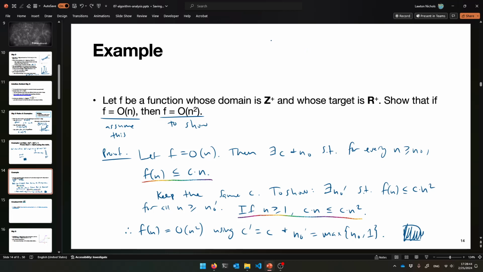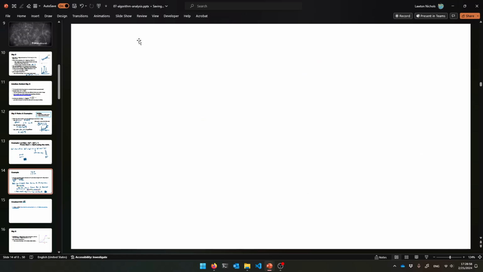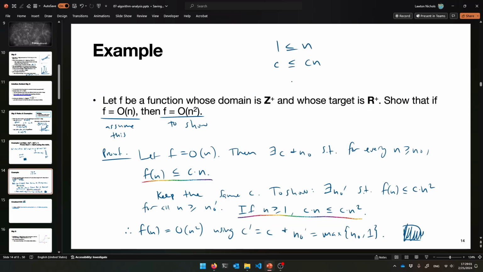So essentially what we went from was this idea: 1 is less than or equal to n, and then we multiply both sides by c. c is less than or equal to c times n, and then we multiply by n again. So we went from there to there. This is the idea: c times n is less than or equal to c times n squared. And this is always true. All this stuff is true when n is bigger than or equal to 1. Okay? So hopefully that makes a little bit of sense.